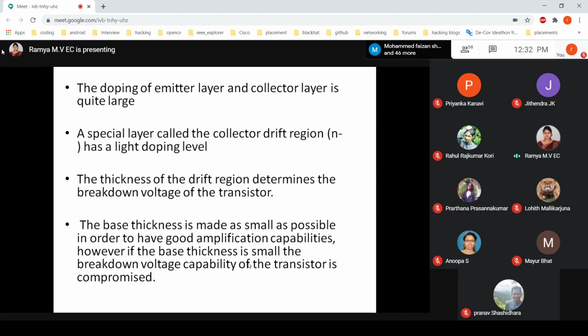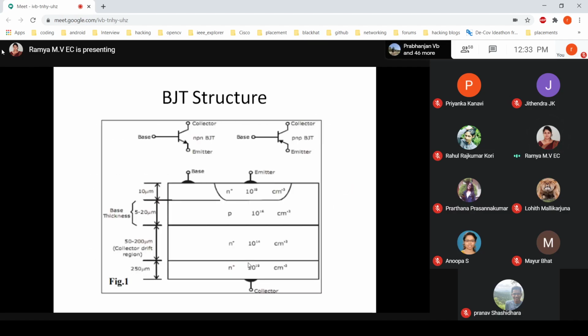The thickness of the drift region determines the breakdown voltage of the transistor. Suppose I consider a silicon transistor only, then VBE will be 0.7 volts. If you recall properly, we take VBE equal to 0.7 volts only. If it is not mentioned in the question, you need to consider VBE equal to 0.7 volts for a silicon transistor.